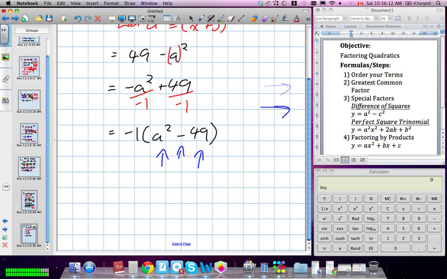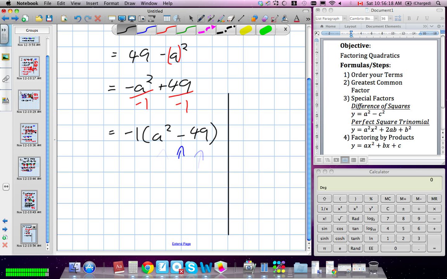What do you do on the side? You'd have to square root both of the numbers. So a squared equals a. And negative 49 equals 9? You cannot actually find the square root of a negative. So just the absolute value of 49. Oh, 7. Yeah. So it's got to be positive 49 because you can't find the square root of a negative number. So we're looking at 7.